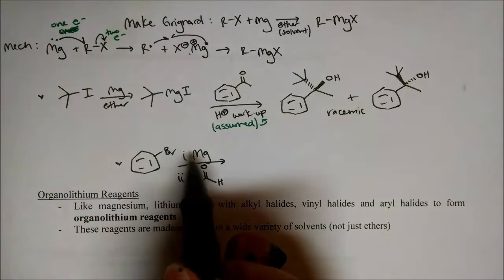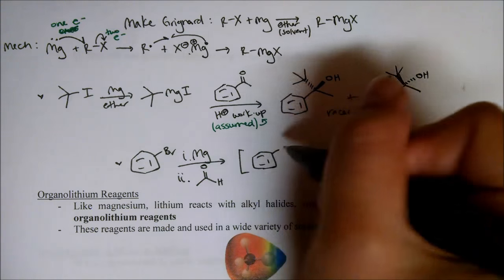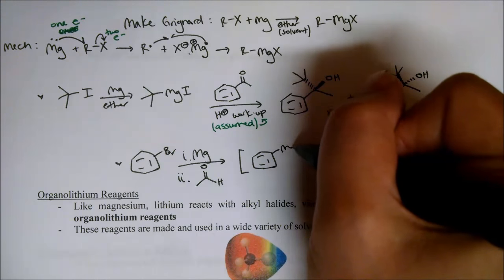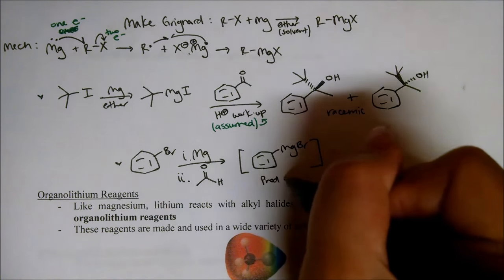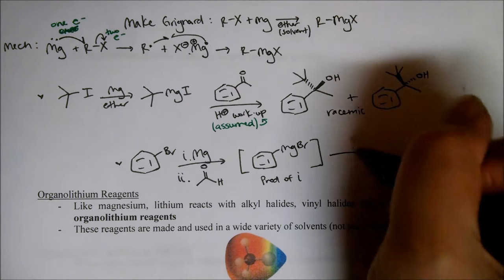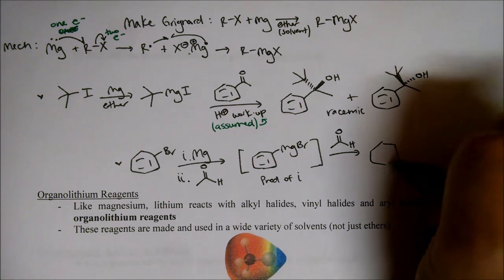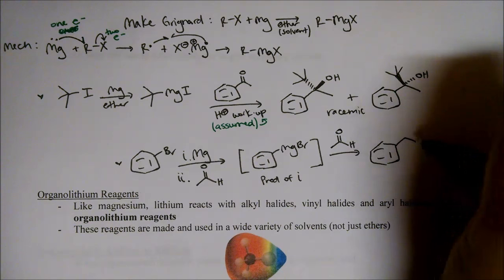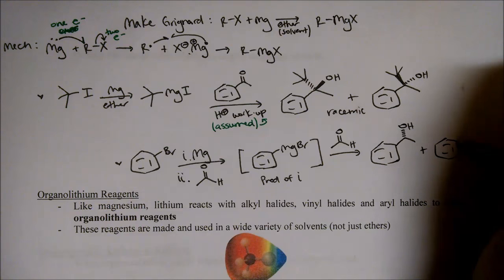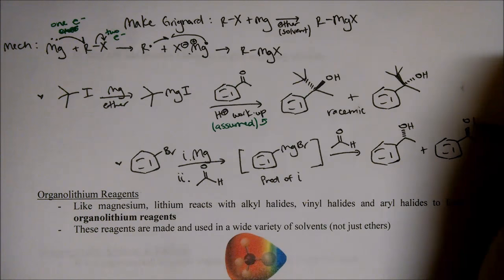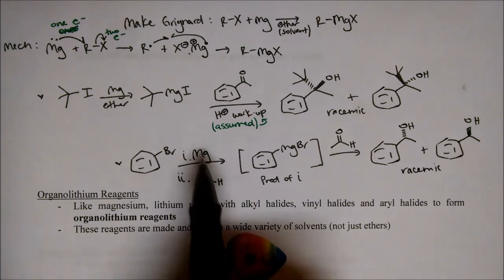So here, after we add our magnesium, we're going to make our Grignard. Again, just insert that metal in between the carbon and the halide. So this is the product of that. And then after we've made our Grignard, we just throw in our electrophile and we get our alcohol, OH plus OH, and it's racemic.